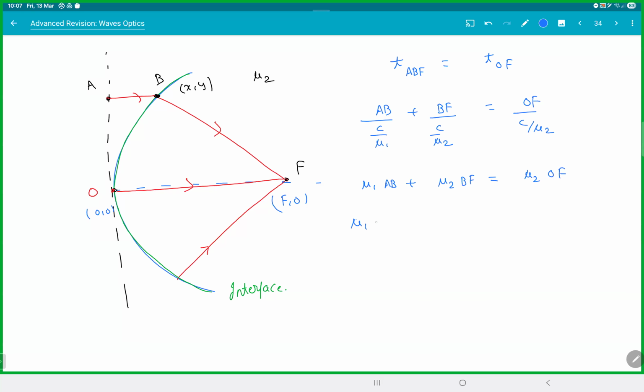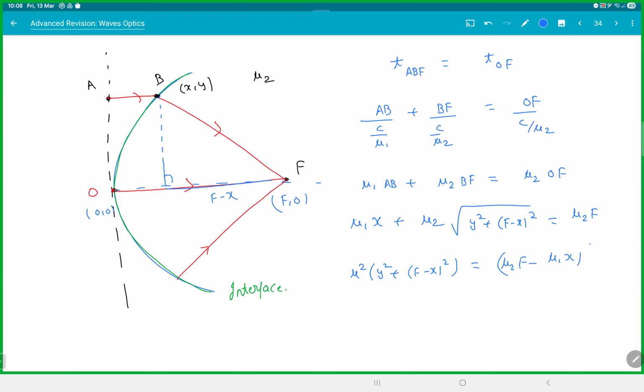So A to B will be how much? X. B to F will be how much? Drop a perpendicular. This would be F minus X. So this will be root over y square plus F minus X whole square, and mu2, this will be F. Square it on both sides: mu2 square, y square plus F minus X whole square, is equal to mu2 F minus mu1 X whole square. Simplify this, you will get an equation.